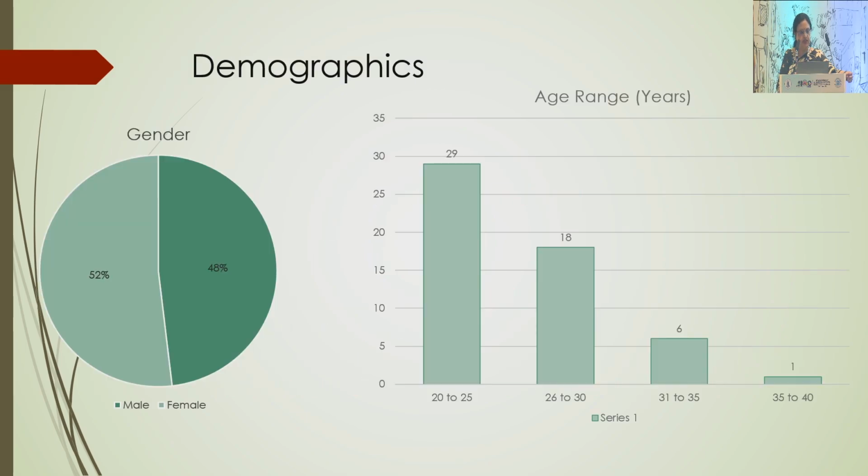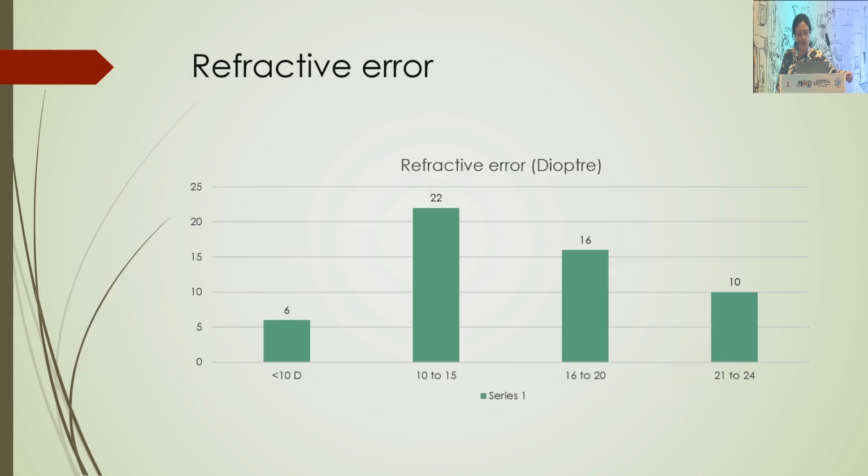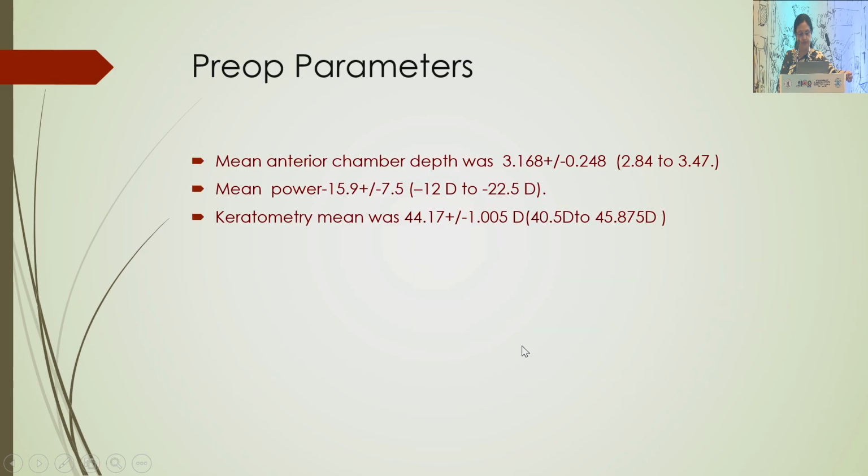Looking at the demographics, most of the patients were similar, and the male to female ratio was very similar. The majority of the patients were between 20 to 30, and a few of them were more than 30. As for the refractive error, the majority was somewhere between 10 to 20 diopters. There were 6 patients who were below 6, and about 10 patients above 20.